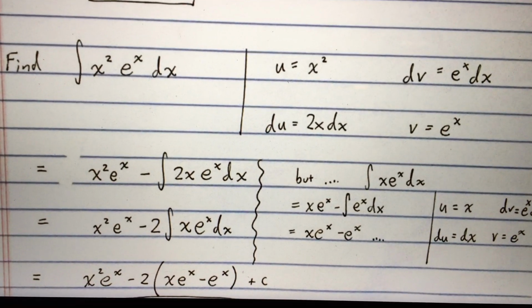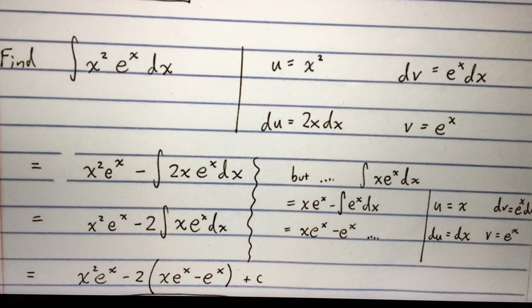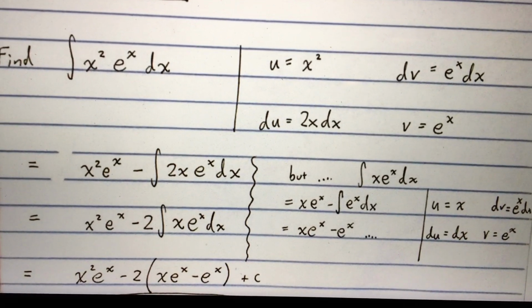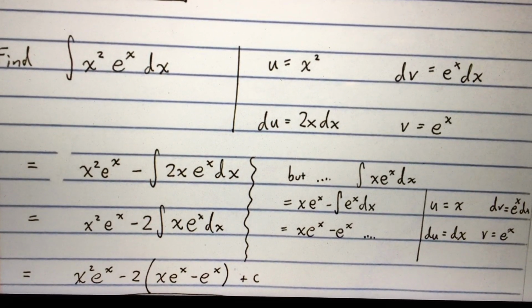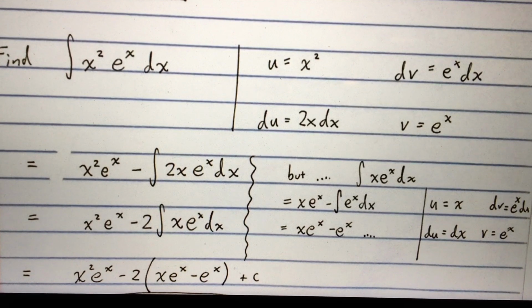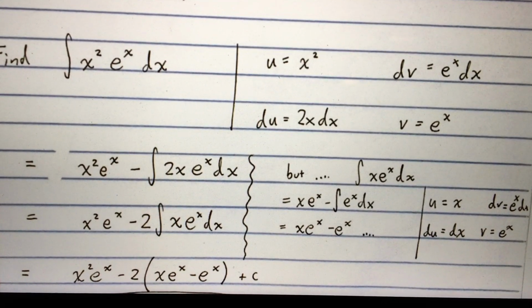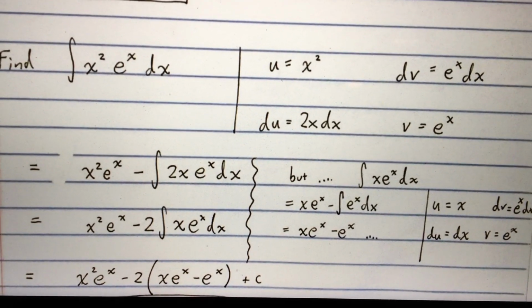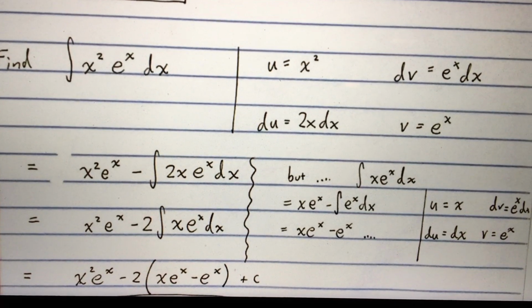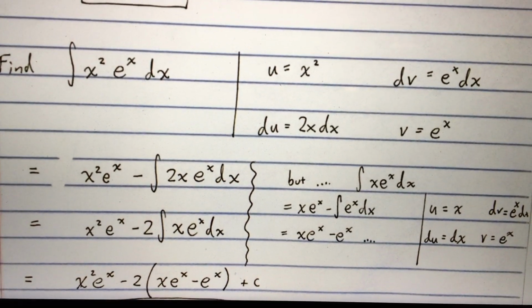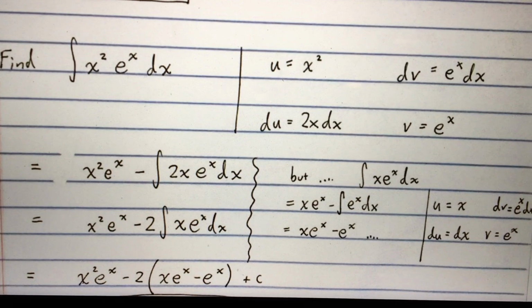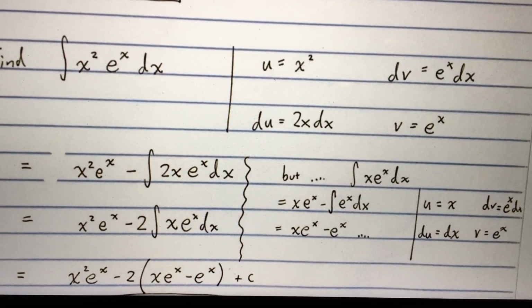Here's a problem which shows that, as usual, any method might turn out to just lead to more methods, and that might include the same method you just used. This one uses integration by parts twice to get the answer. You're supposed to find the antiderivative of x squared e to the x dx.